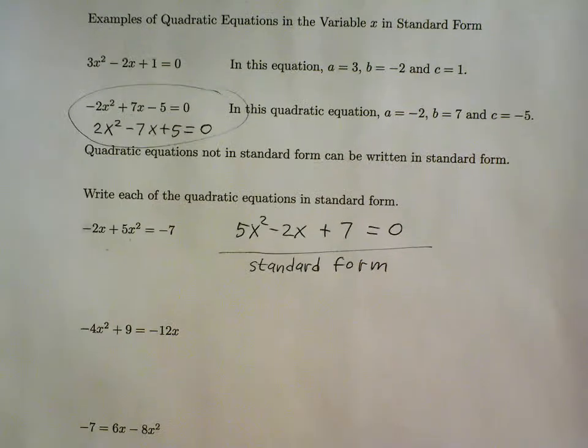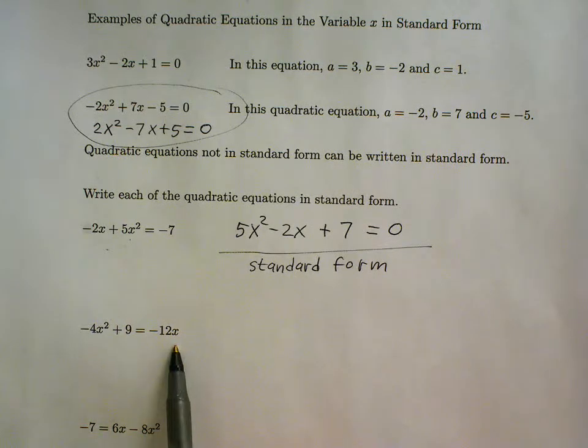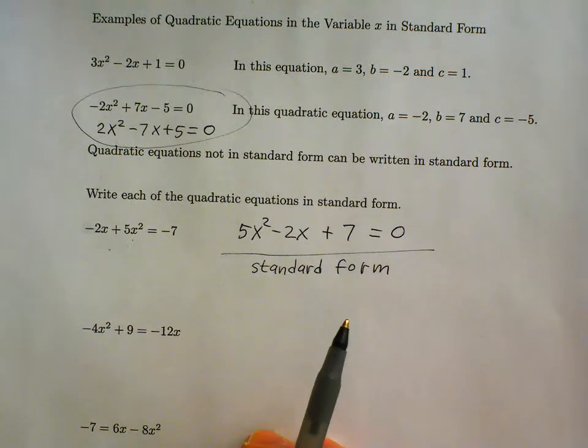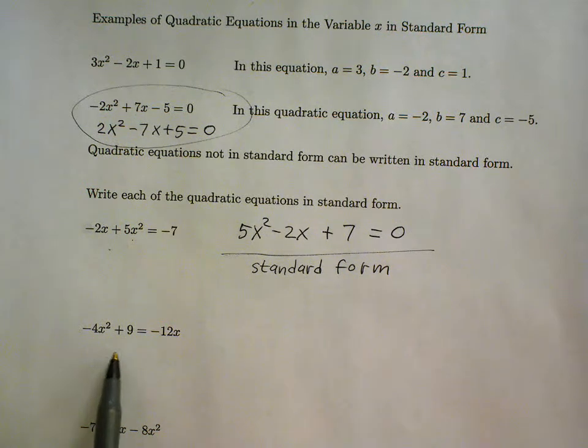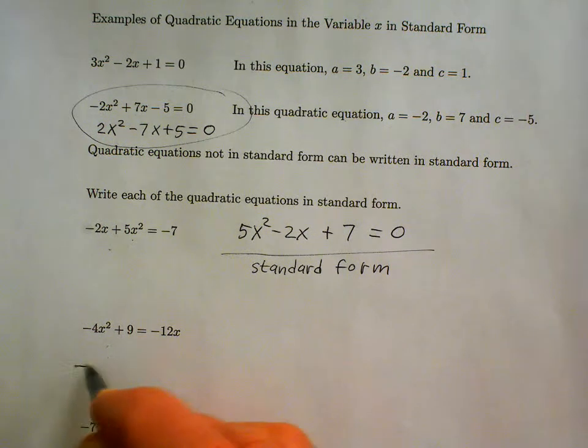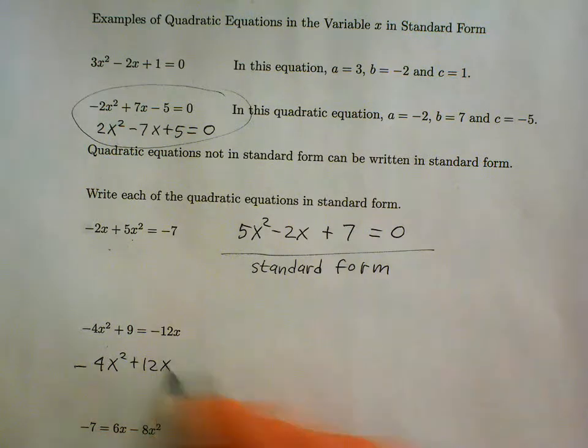All right, the next example, negative 4x squared plus 9 equals negative 12x. We always have two options on how to write the standard form. On this one, we'll do both. If we just add 12x to both sides, we get negative 4x squared plus 12x plus 9 equals 0. This is standard form.